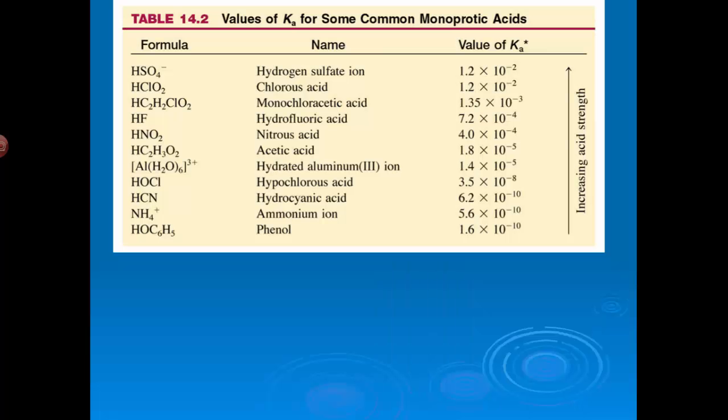Here are some Ka values for common monoprotic acids, and you can see at the top we have the hydrogen sulfate ion or chlorous acid, which have small values for Ka, but much larger than something down like phenol. Phenol is not very acidic at all. It's a very, very weak acid because it's got a very, very small Ka value. That means getting rid of that H in front is very difficult. It doesn't want to happen.